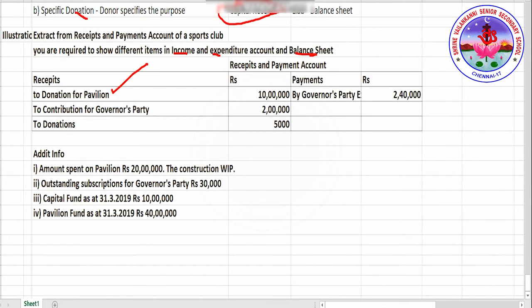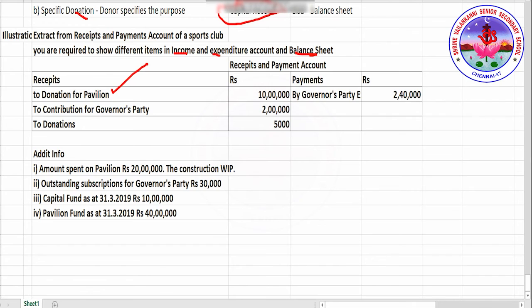Two, contribution for governor's party. It is specified, so for a specific reason you have this contribution. Two, donations 5,000. It is a general donation. Governor's party expenses is 2,40,000. Amount spent on pavilion is rupees 20 lakhs. Now you have a specific fund for pavilion. Construction of pavilion is also there. Outstanding subscription for governor's party is 30,000.